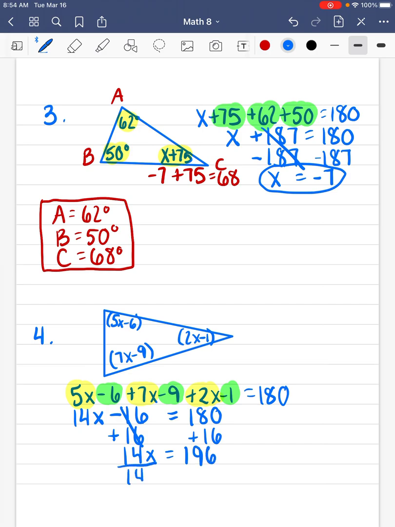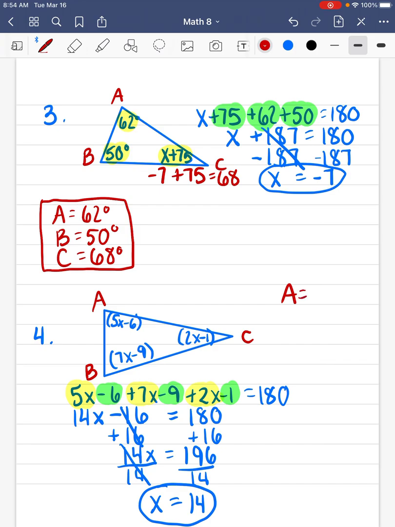Lastly, we're going to divide by 14, and we get x equals 14. Now this is just our x though. What kind of makes this a monster problem is that we have to go back and plug 14 in for every single angle. So we'll call this A, B, and C.